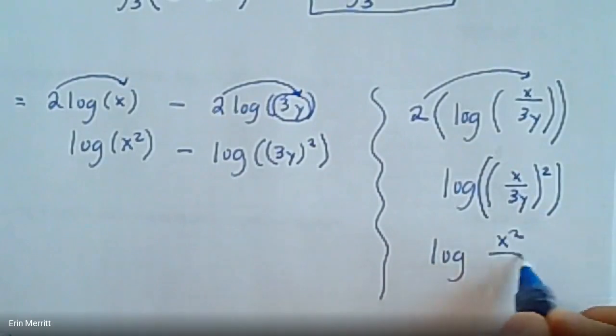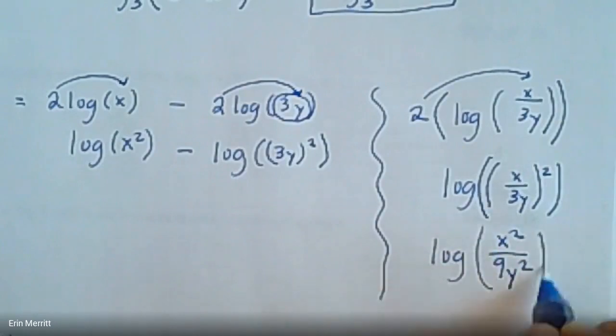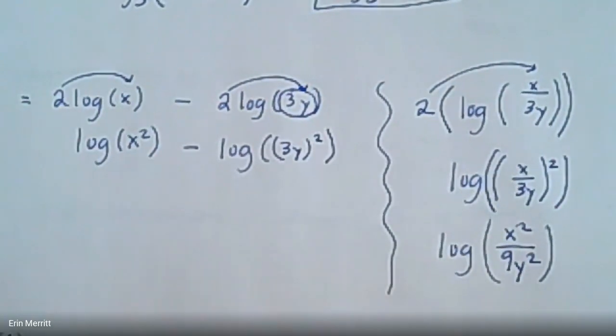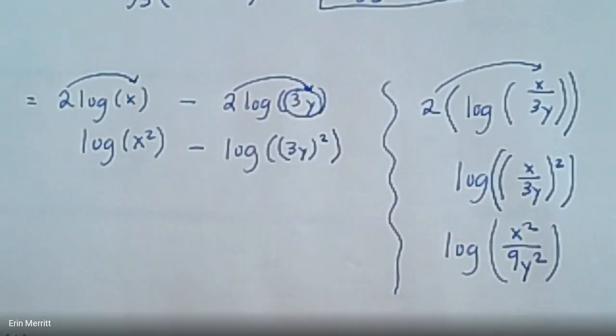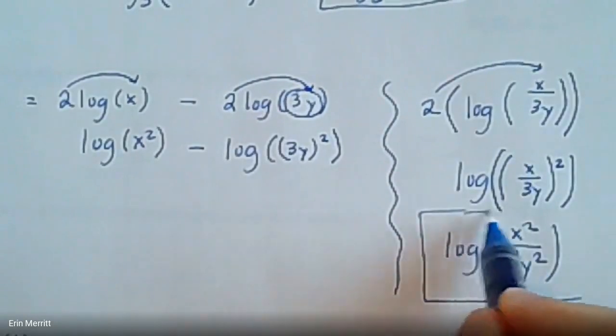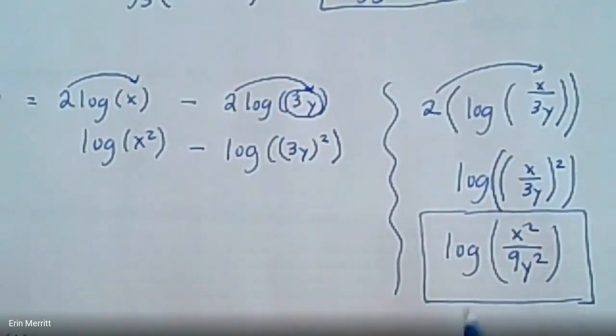So that would be x squared, 3 squared is 9, y squared, like that, right? And if you look, that's the same answer we would have gotten if we'd finished the other part. The one other thing you might have noticed about this one, see how there's no base written next to the log? That's called a common log.